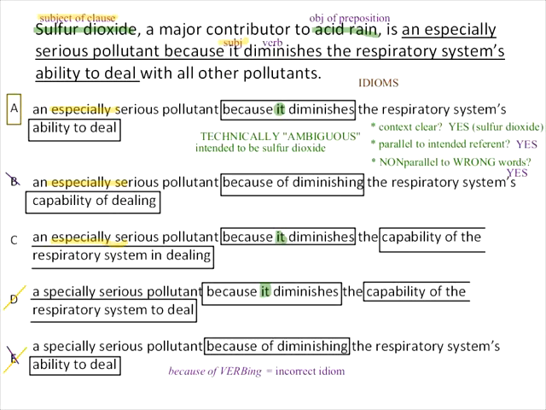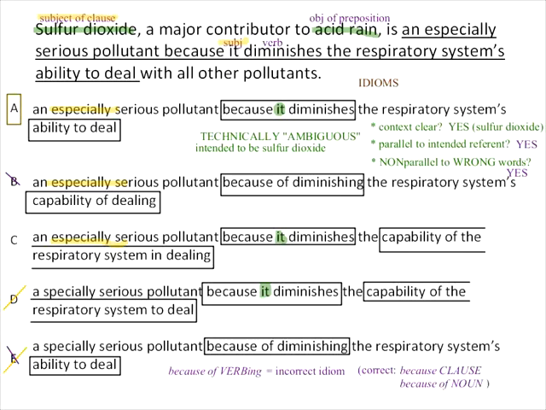And then you have to follow "because" with a clause, or if you say "because of," a noun. So the correct versions: you can either say "because" followed by a whole clause, and that's what A does, or "because of" plus a noun. Those are the two correct versions of that idiom.